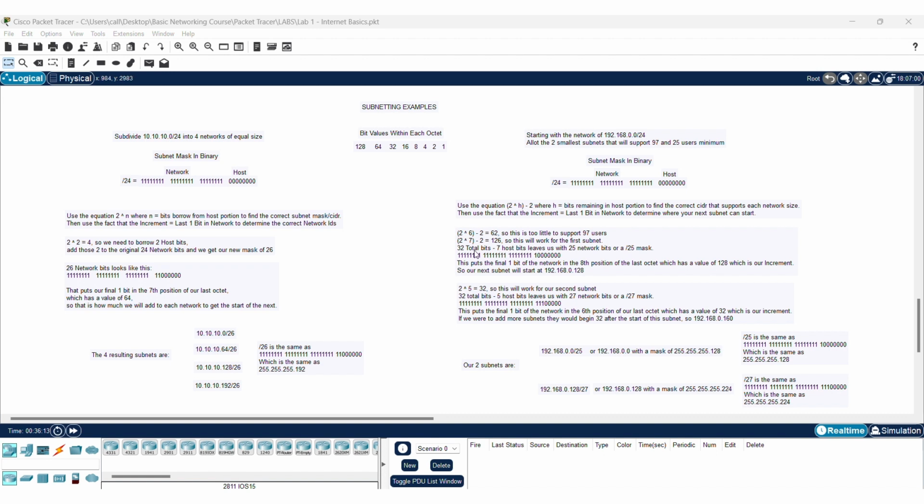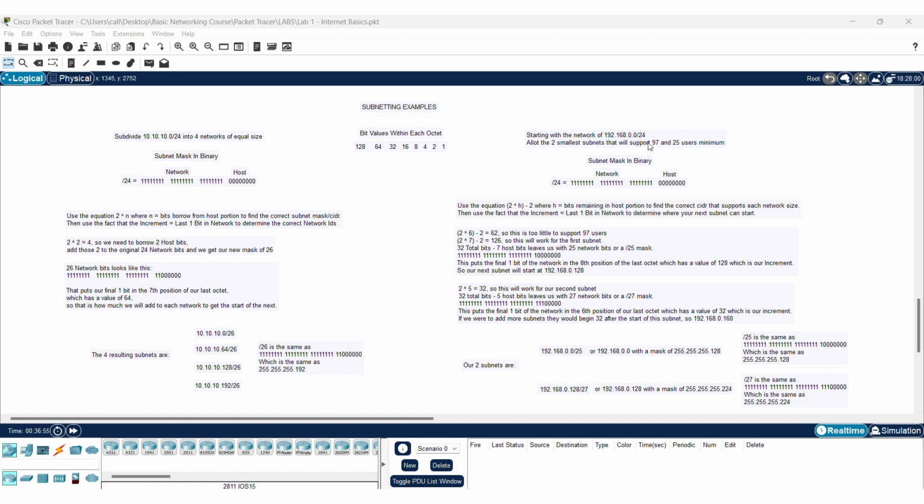That means borrowing those 7 host bits, or reserving them as zeros, we'd do our 32 total bits minus those 7 host bits. That'll leave us with 25 left, or a /25 mask. Write that out in binary, and we'd have it looking like this. We look at that last octet, or where the last 1 value lands, to figure out our increment. That's in the 8th position of that last octet. The 8th position has a value of 128. So that would mean that our next subnet is going to start at 192.168.0.128, because we add that 128 onto the beginning of this network, which started at 0.